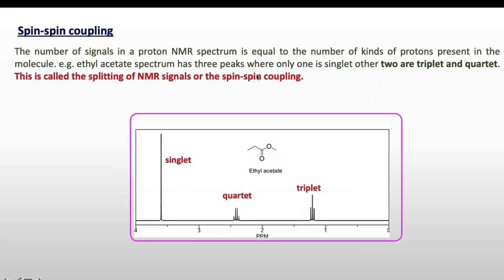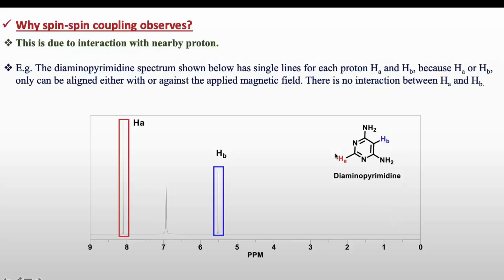The number of signals in a proton NMR spectrum is equal to the number of kinds of protons present in the molecule. For example, the spectrum of ethyl acetate has 3 peaks, where only one is a singlet and the other two are multiplets. This one is giving 4 peaks, that's why we say quadruplet. This is giving 3 peaks, we say triplet. And this is called the splitting of the NMR signal, or spin-spin coupling. Instead of a singlet, you are getting a multiplet, meaning a quadruplet, triplet or doublet. They will be splitting of the signal.